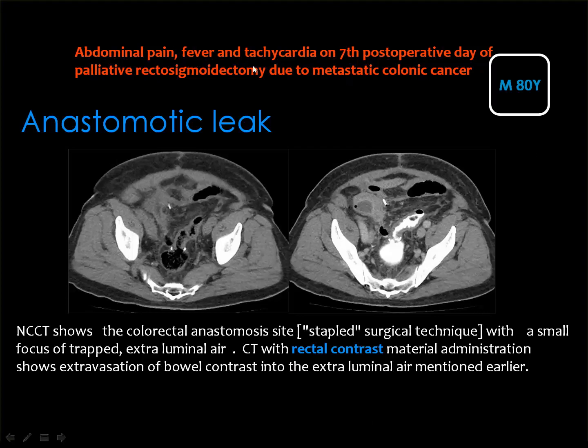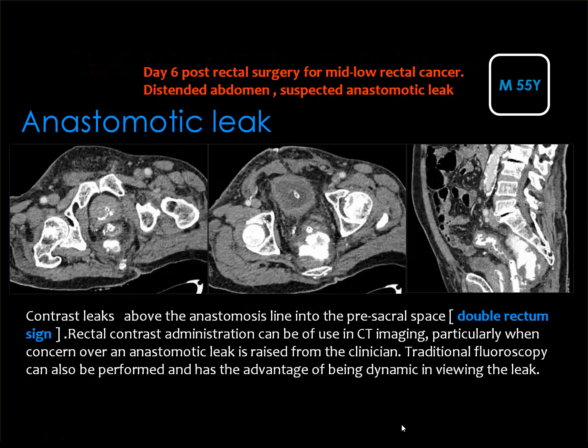And this is another example of a patient with fever and tachycardia on the 7th postoperative day after palliative rectosigmoidectomy for metastatic colonic cancer. You see the suture line and you see a small pocket of air adjacent to the colon. After injection of contrast material, you see the site of leak and you see that this pocket of air contains some of the injected contrast material.